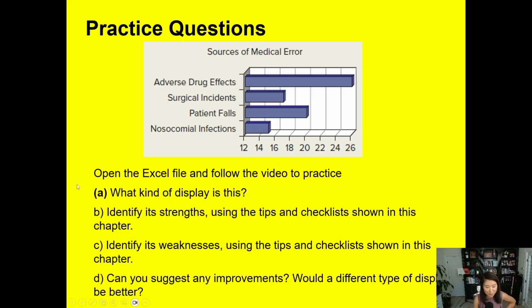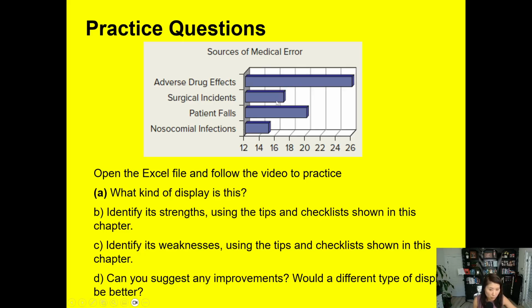As I already mentioned, the next question identifies weaknesses. The weaknesses include not labeling the vertical and the horizontal axes. Also it is 3D. We already mentioned we don't recommend any 3D for a bar chart or a pie chart. And also the title is very confusing. Now, how can you improve it? The suggestion would be adding the labels to your vertical and horizontal axes, renaming the title, and changing the 3D chart to a 2D chart.